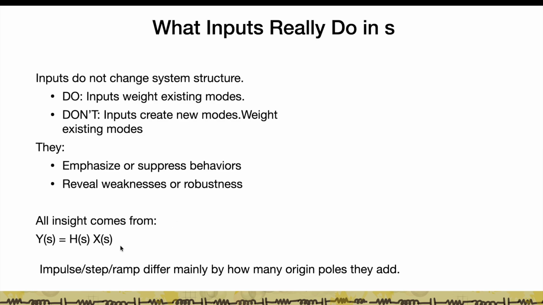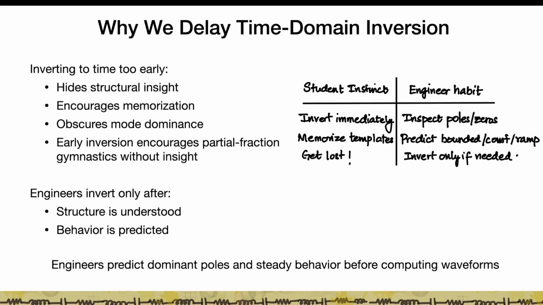Impulse is neutral and reveals the mode mixture. Step adds an origin pole, pushing attention to steady state and DC gain. Ramp adds two origin poles, pushing attention to tracking and its low frequency behavior. If you keep this in your head, input equals weighting, you stop making the classic mistakes that haunt people for years.